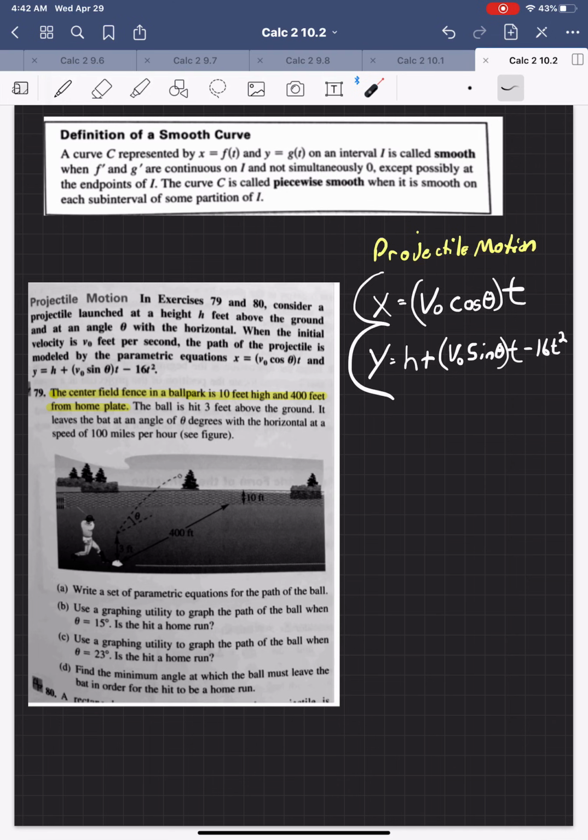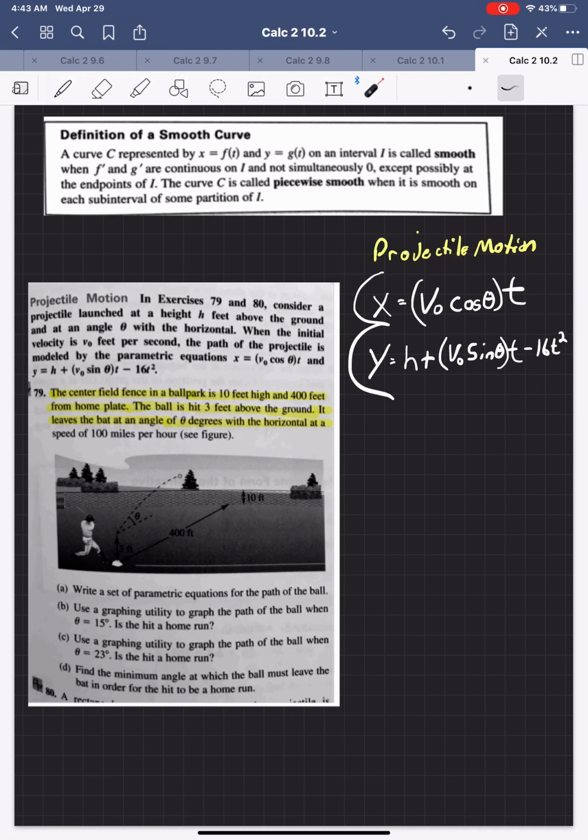Maybe you're like me, you played some baseball when you were younger. I wasn't very good, but I played. So now, our player makes contact. The ball is hit 3 feet above the ground. That's basically saying the bat makes contact with the ball right here, 3 feet above the ground, and it leaves the bat at an angle theta degrees with the horizontal. They don't tell you theta yet, because they're going to tell you in part A, part B, part C.